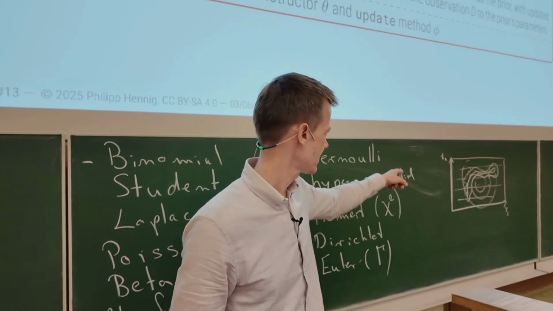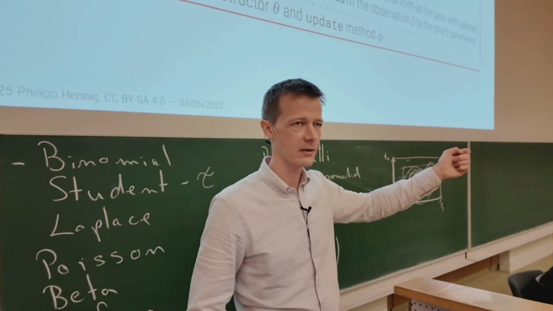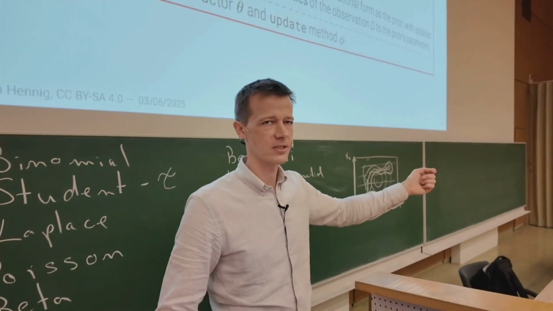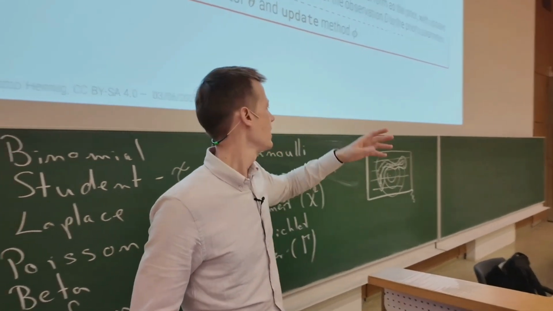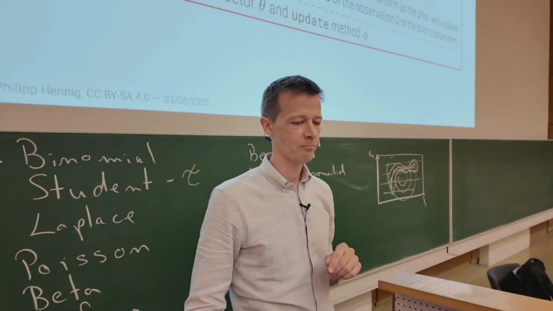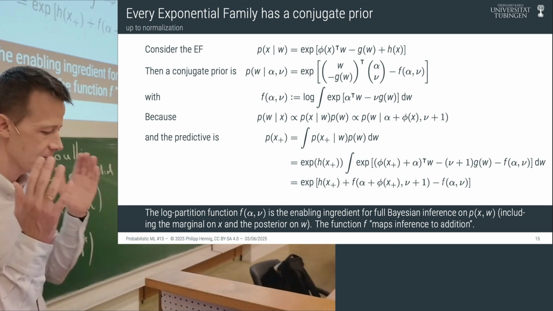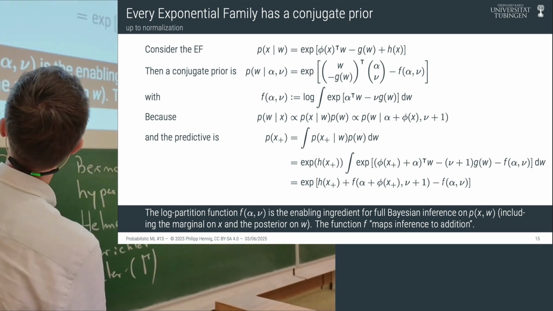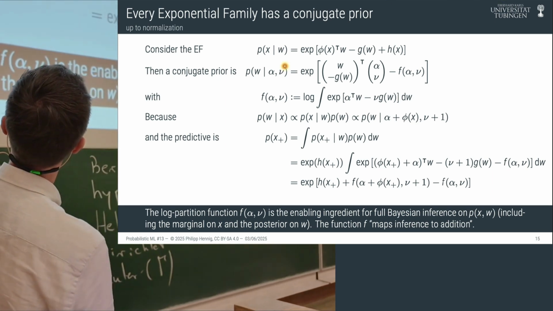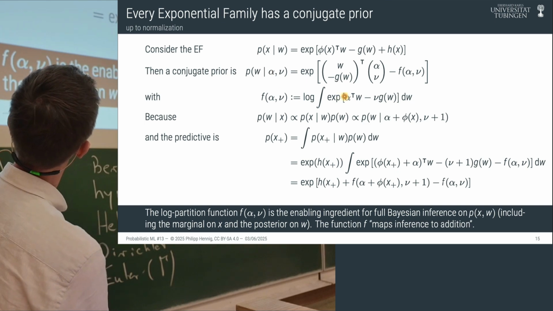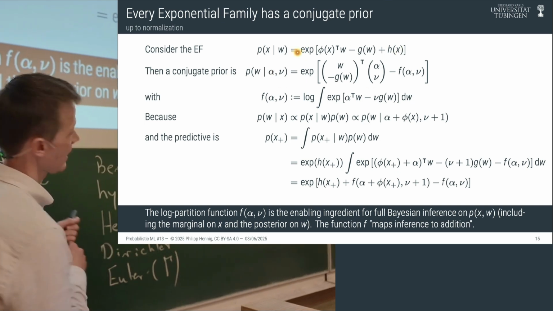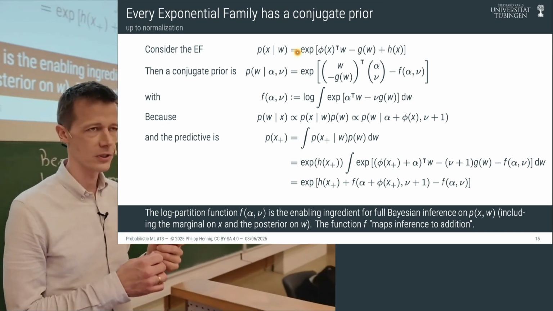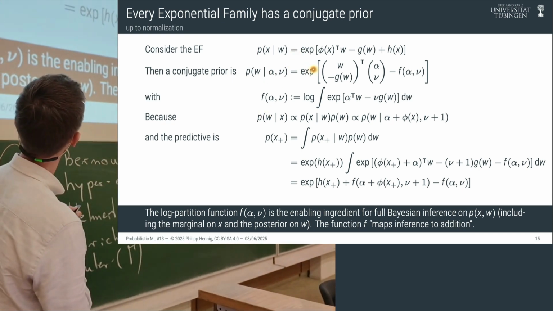We take our samples X, we transform them through phi, and then we're allowed to just sum stuff up if we have the log normalization constant. Here's the math for this. Imagine you have an exponential family. You've decided that your data set, the x's, come from such a distribution. Then there is a prior that is conjugate. And that prior is exactly this function.